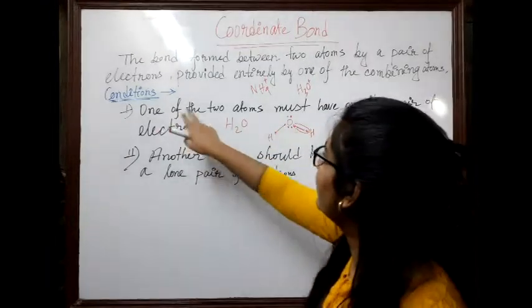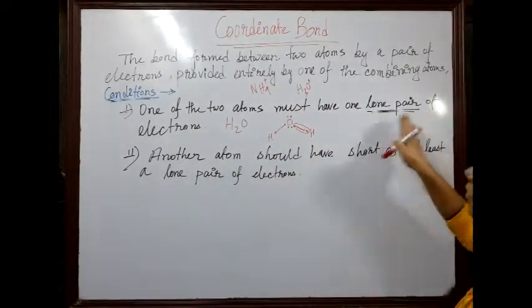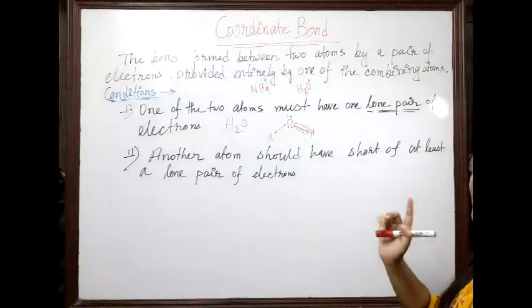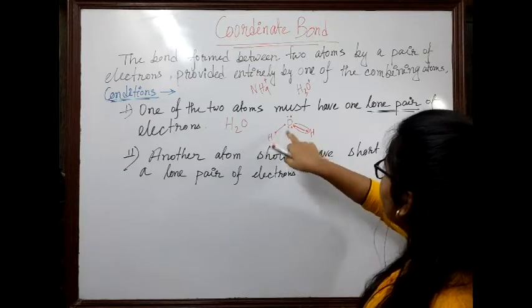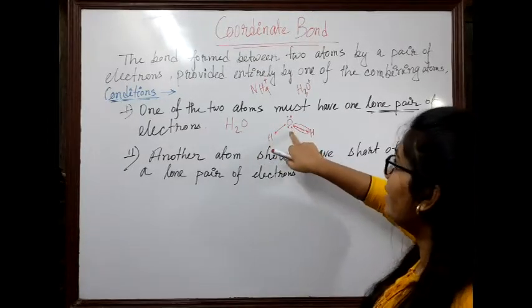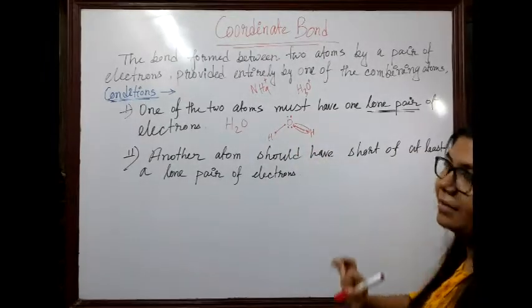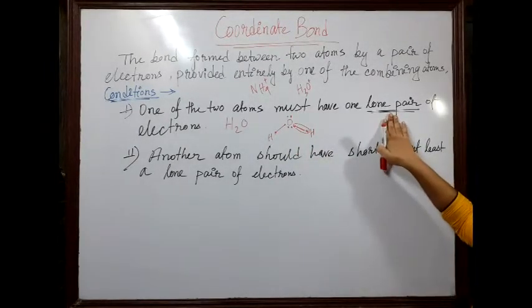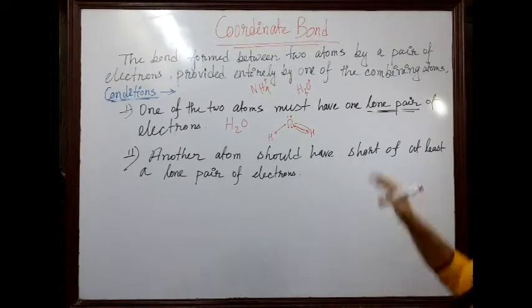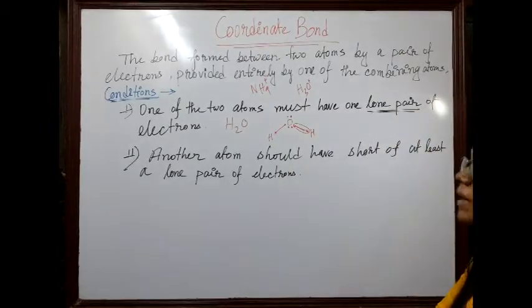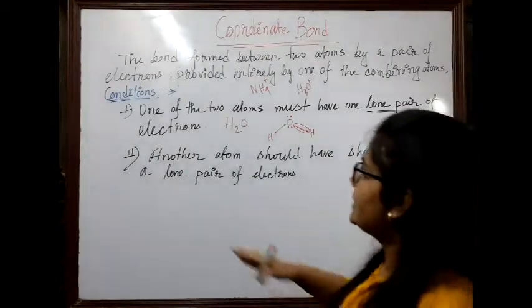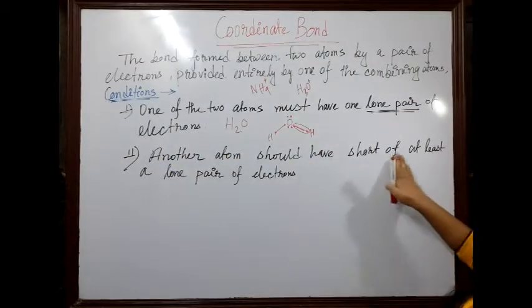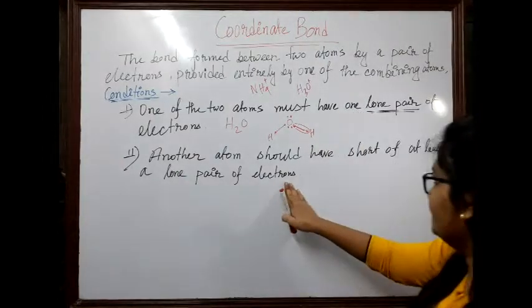So what is the condition? One of the two atoms must have one lone pair of electrons, at least one lone pair of electrons. Okay, so here are two atoms, oxygen and hydrogen. We can see oxygen has two lone pairs of electrons. So what are lone pair electrons? The electrons that don't take part in the bond formation are called lone pair electrons. Lone pair electrons can take part in the formation of a coordinate bond also.